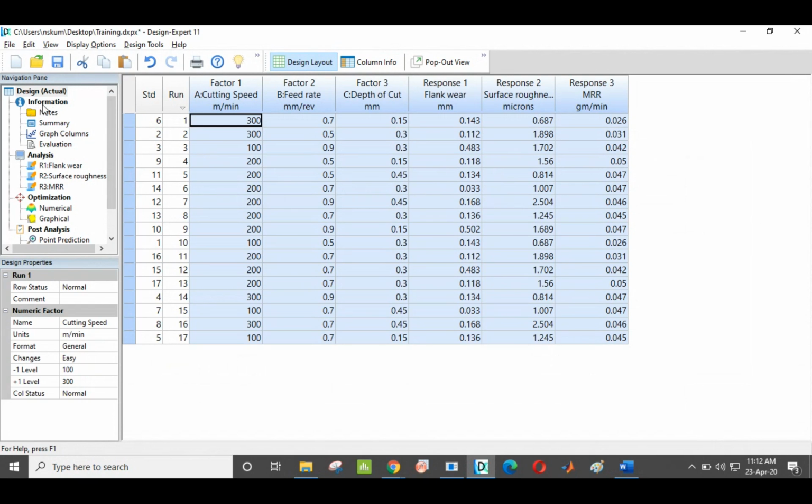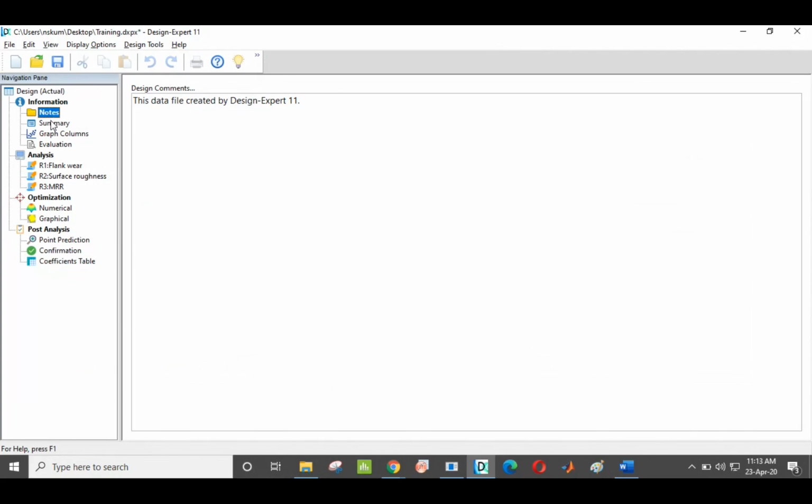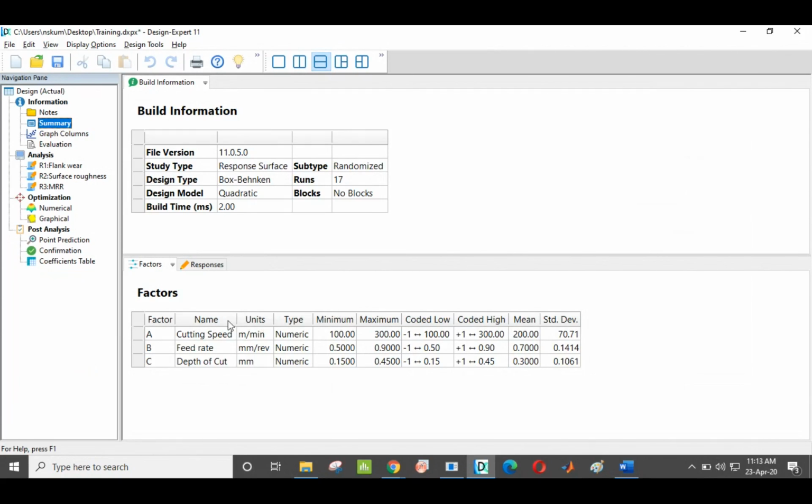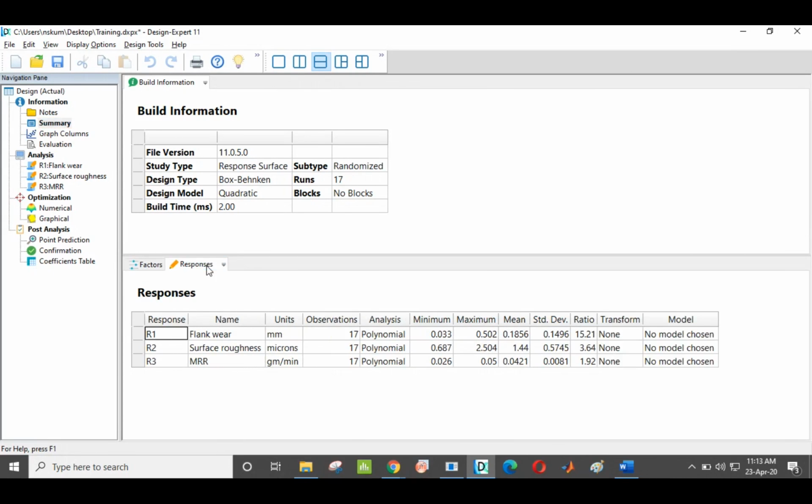Now on the left side we can see the design, the information, the notes, the summary. In the summary we can see the cutting speed, unit, type, whether it is numerical or categorical. What is the minimum value that I have selected? What is the maximum value? What is the mean value, that is the center value? And what is the standard deviation? Similarly for the response, because this is my output that I have provided, I will have the minimum value, the maximum value, the mean value, standard deviations, and all these things.